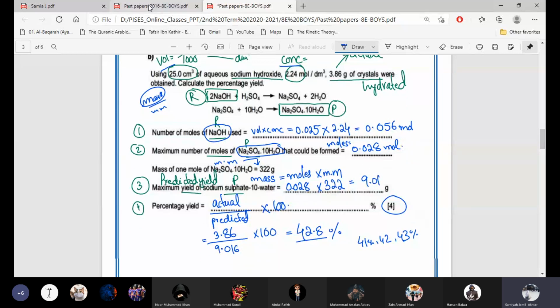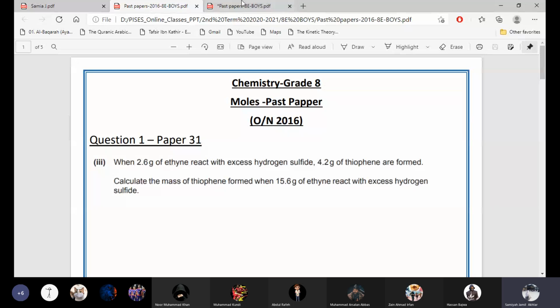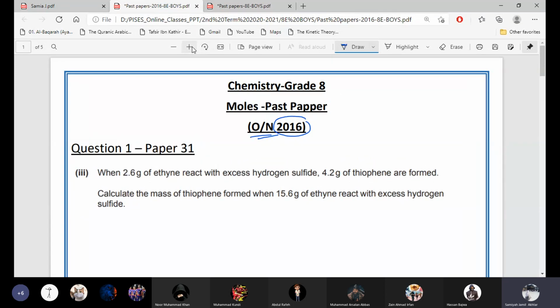After this, I have another worksheet for you. These are 2006 October-November papers. Previously, the questions we were doing from past papers were all from May-June papers, but these 4 or 5 questions I took from October-November papers. So all of these questions are from 2006 October-November. This is the first question.